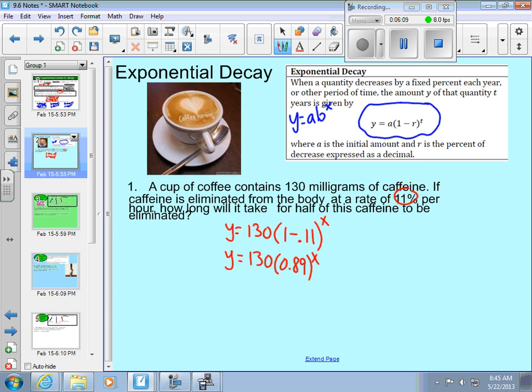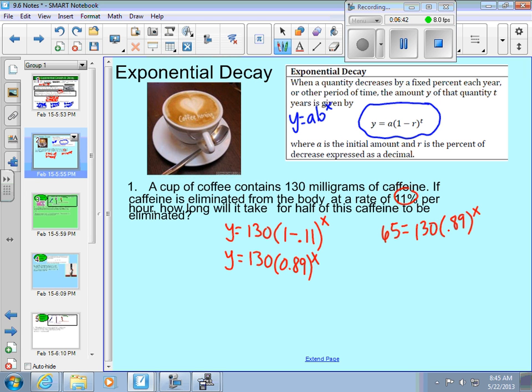It says, how long will it take for half of this caffeine to be eliminated? Now, we don't know a time in this one, so we don't know anything we can put in for x, but we do know how much we want at the end. They said, how long until half of the caffeine? Well, if we started with 130, half of 130 would leave us with 65 as our ending value. So what we have to do is solve this equation for x.